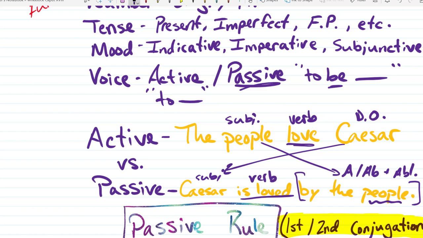But as you can see, Caesar is not actively doing the loving. He is not the one loving anything. He's being loved. And that's the idea of passive. The verb is no longer being done by the subject. It's being carried out by something in a phrase here. Okay?